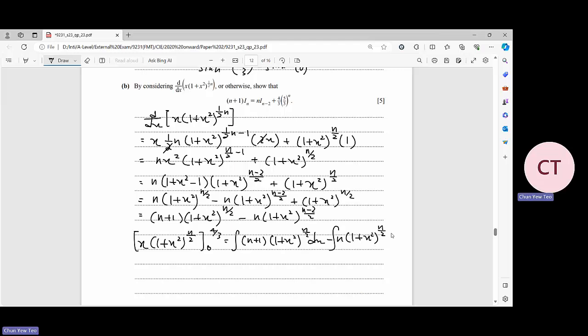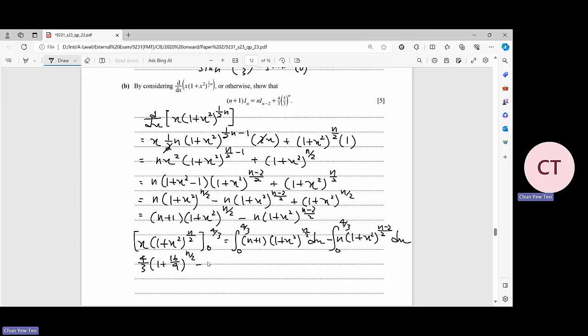Okay, so this will be minus 2 over 2. So 0 to 4 over 3. For the left-hand side, substitute the value 0 and 4 over 3 inside. So if you put in 4 over 3, you will get 4 over 3, 1 plus the 16 over 9.